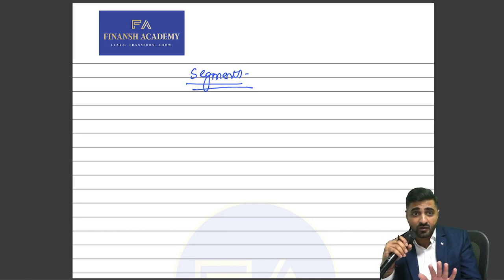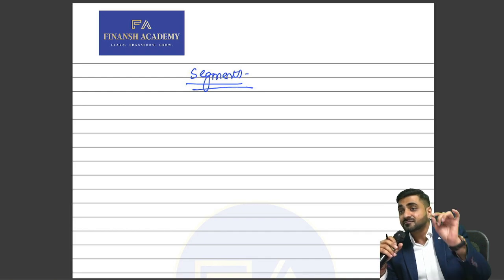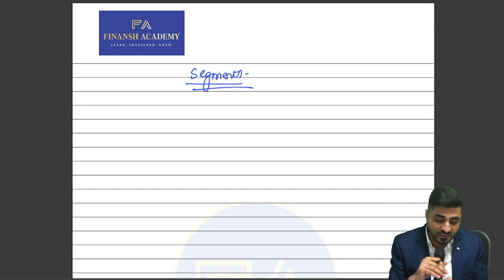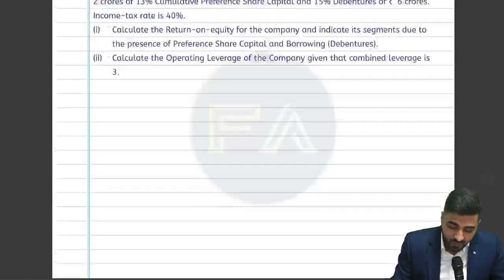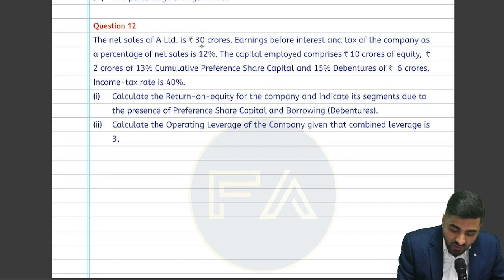Yes, sir. The next question we are solving is regarding your segments. How is return on equity earned and how are we going to do it? What are the different sources which the equity is going to earn? Just focus very carefully. Come to this particular question: the net sales of A Limited is how much? Rupees 30 crores. The earnings before interest and tax as a percentage of net sales is 12%.